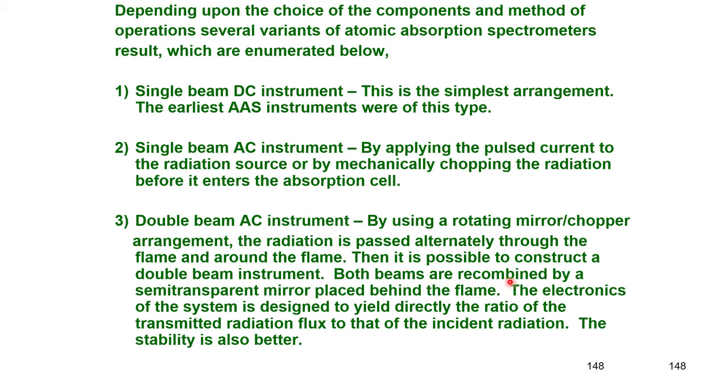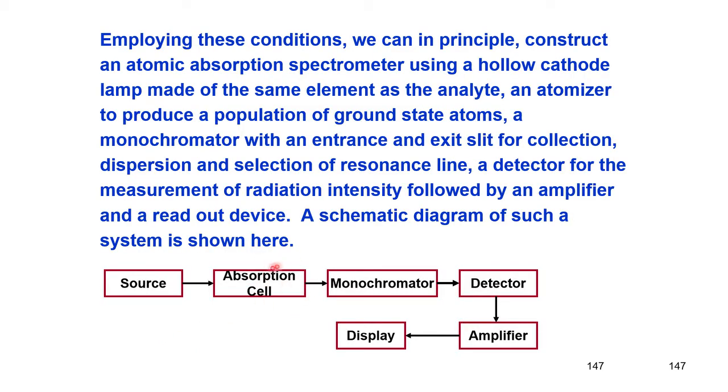Both beams are recombined by a semi transparent mirror placed behind the flame, and the electronics of the system is designed to yield directly the ratio of the transmitted radiation flux to that of the incident radiation. The stability is also better in a double beam instrument. So, how does it look? Here the absorption cell is nothing but a flame. I need a flame, just like the Bunsen burner gas in your house, to make the sample vaporize.